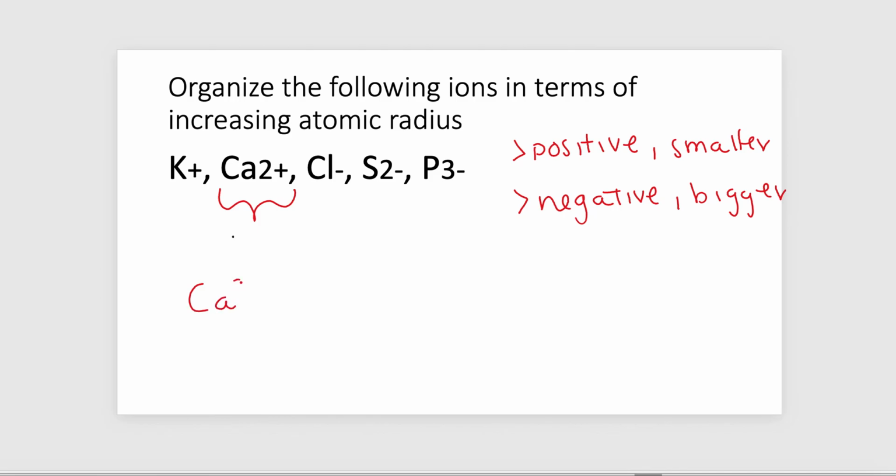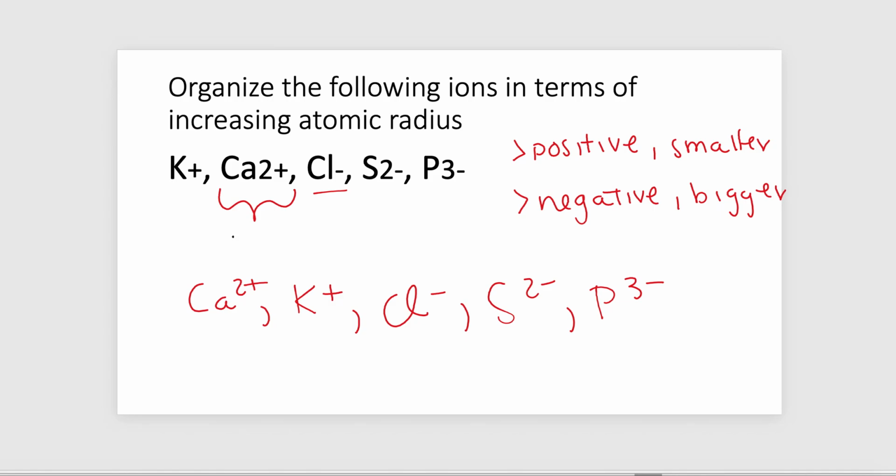So calcium 2+, followed by potassium plus, followed by a negative one, but not that negative, not the most negative, chlorine, followed by sulfur 2-, followed by phosphorus 3-, which has the greatest negativity.